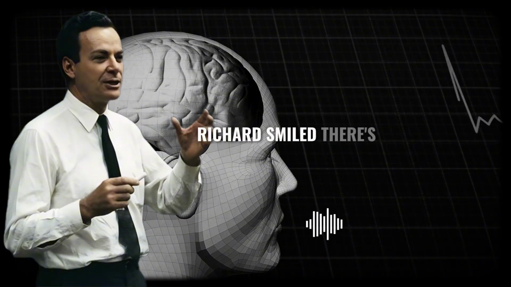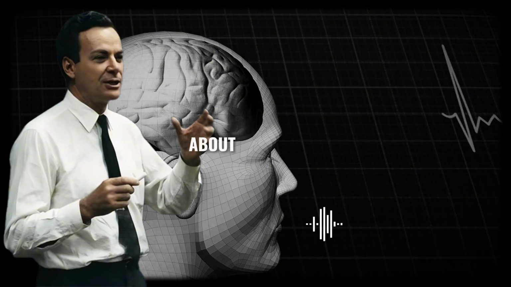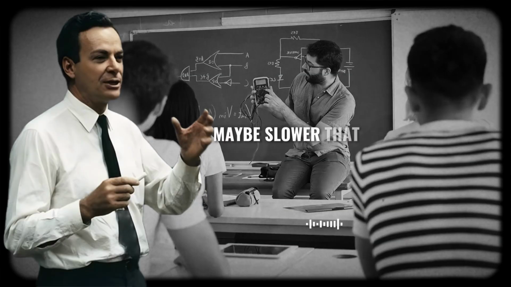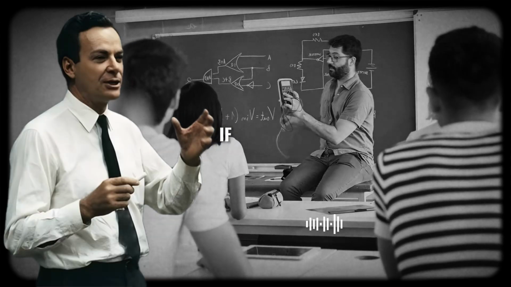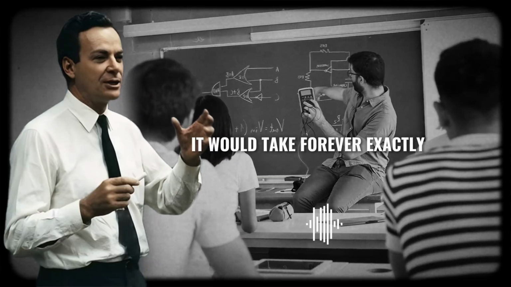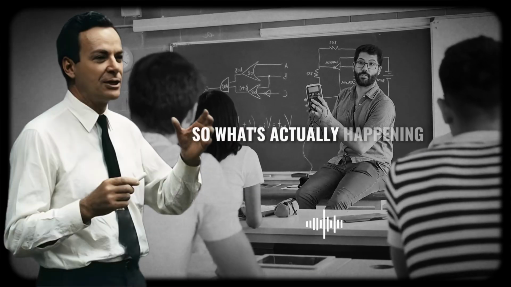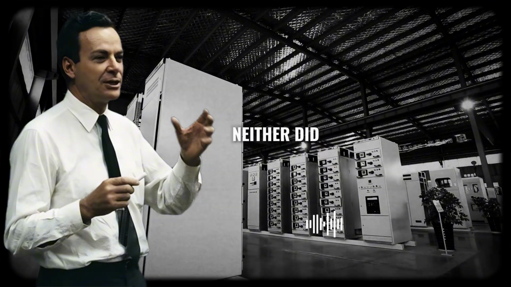Richard smiled. "There's your first misconception. The electrons move incredibly slowly. About 1 millimeter per second, maybe slower." "That can't be right. When I flip a light switch, the light comes on instantly. If electrons only move 1 millimeter, it would take forever." "Exactly. So what's actually happening?" The student had no answer. Neither did most of the class.